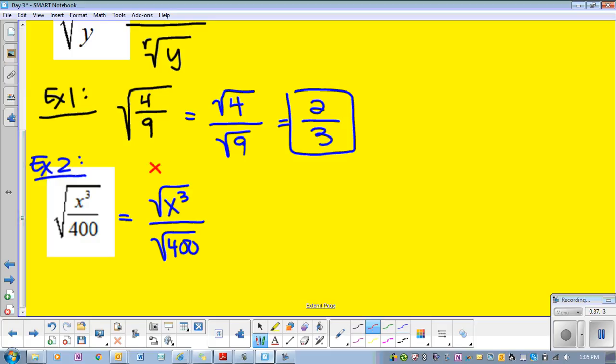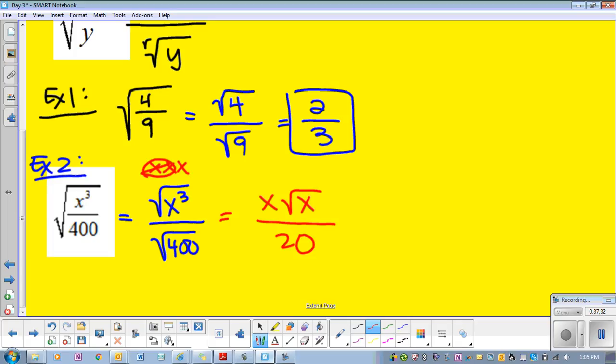Isn't this the same as saying 1, 2, 3? I need groups of 2. So this turns into x root x, all over, what's the square root of 400? 20.